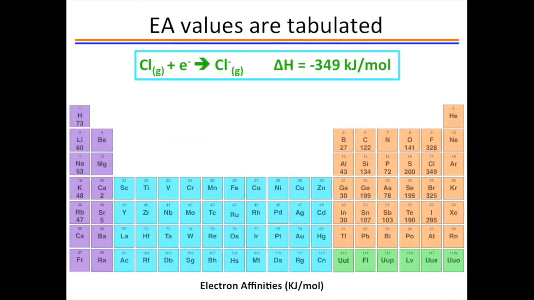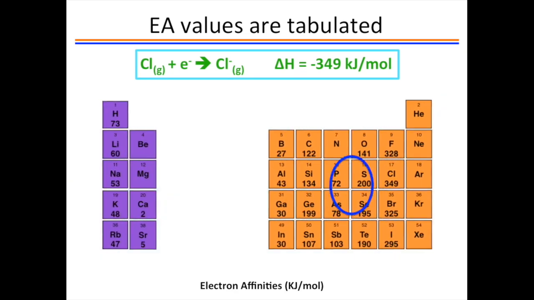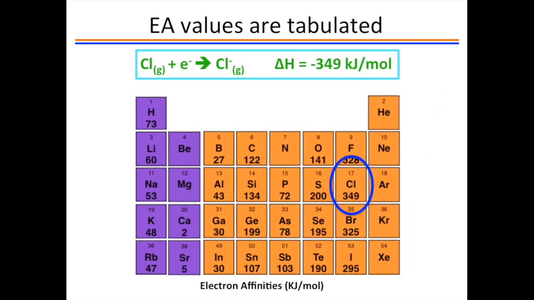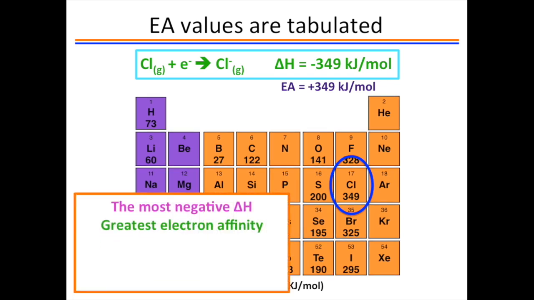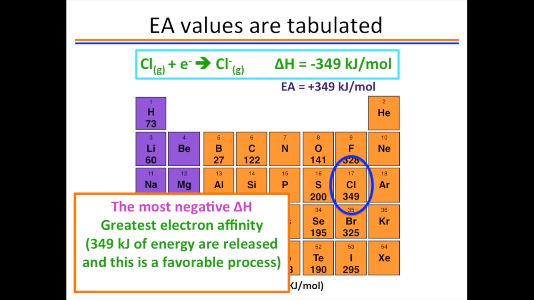Electron affinity values are tabulated. Let's look at chlorine to be sure we can interpret electron affinities. When an electron binds to a chlorine atom, energy is released and the electron affinity is positive. We see that chlorine has the largest number on the table, so we say that chlorine has the greatest electron affinity. The electron affinity is a measure of the energy released. When the chlorine ion is formed, 349 kilojoules per mole of energy are released. This is a favorable process, and the chloride ion is stable compared to the isolated chlorine atom.